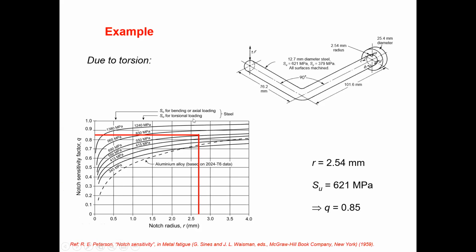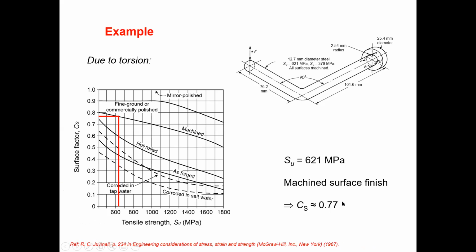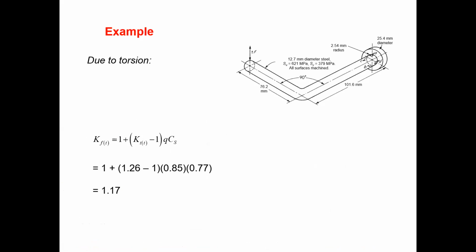If you want to find the Q value for the torsion, you need to use these values. So if it is 621, according to that, you need to find out this value when the notch radius does not change. So you can find out the Q value. And CS is not going to change, same thing. So you can find out the KF, that means the fatigue stress concentration factor for the torsion. So you have that now, KFB and KFT.